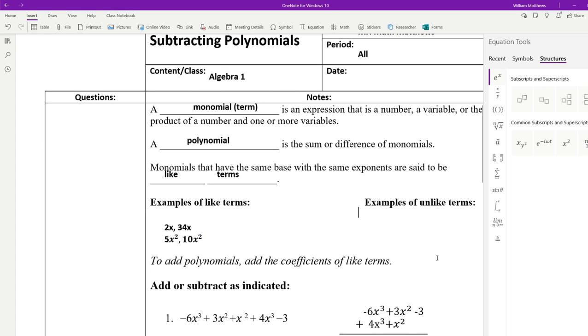Examples of unlike terms would be when the variables are different. So in this case, we have a variable x and a variable y. Since they are different variables, they are not like terms. They are unlike terms.